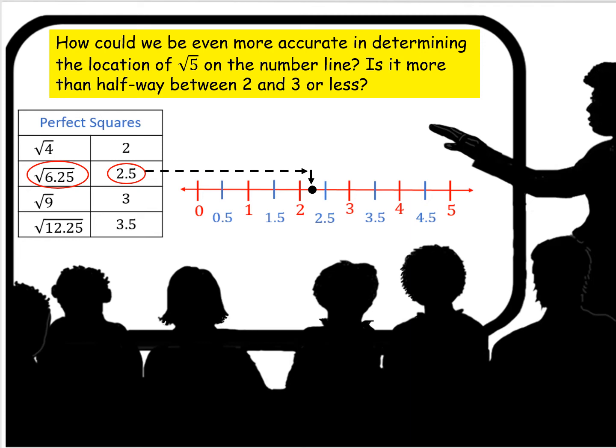Well, look at the numbers underneath the square root symbol. We have 6.25, and in the square root of 5 we have the number 5. Well, 5 is less than 6.25. So now what we know is that the square root of 5 is located to the left of 2.5 on a number line, because it's going to be less than 2.5.